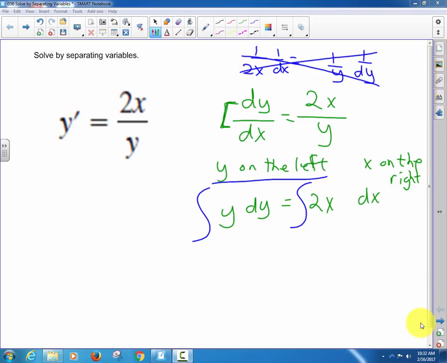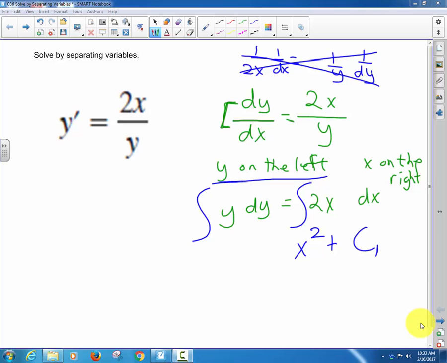And now this should become very familiar. How do I integrate 2x? Well, that's what we just had a test over. We get x squared out of that plus c, right? Because we have to have a c. And I'm going to put a little subscript here, 1, because we're probably going to need a c on the other side too. All right, how do we integrate y dy?